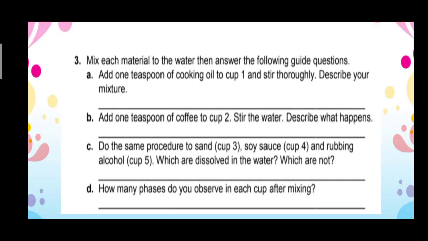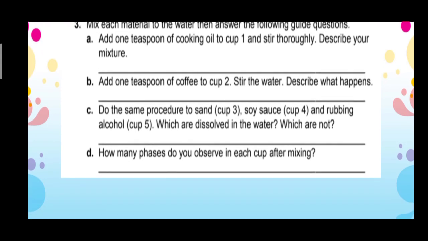Sa cup 1, mag-a-add tayo ng 1 kutsara ng cooking oil or ng mantika. Okay, and then hahaluin mabuti. Okay, sa tingin niyo, pag pinaghalo yung mantika at saka yung tubig, anong mangyayari? Okay, describe your mixture. For letter B, i-add natin yung teaspoon ng coffee dun sa cup number 2 naman. Okay, pag pinaghalo natin yung kape at yung tubig at hinalo, ano yung mangyayari?